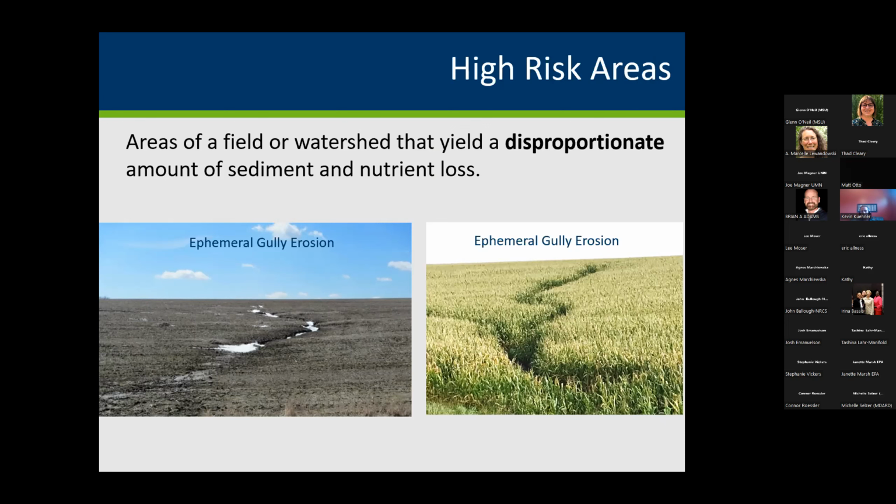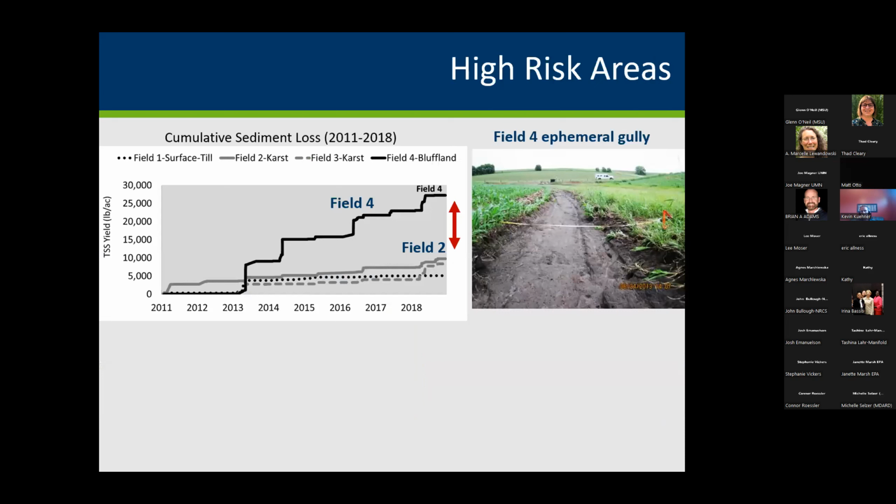And our data, it's really interesting. We had some of our edge of field monitoring that we did, and it really helps emphasize the importance of addressing these ephemeral gullies. We had a unique opportunity to actually measure and quantify the amount of sediment coming out of one of those systems. This was a situation where we call field 4, and both field 4 and field 2 were managed for continuous corn silage.